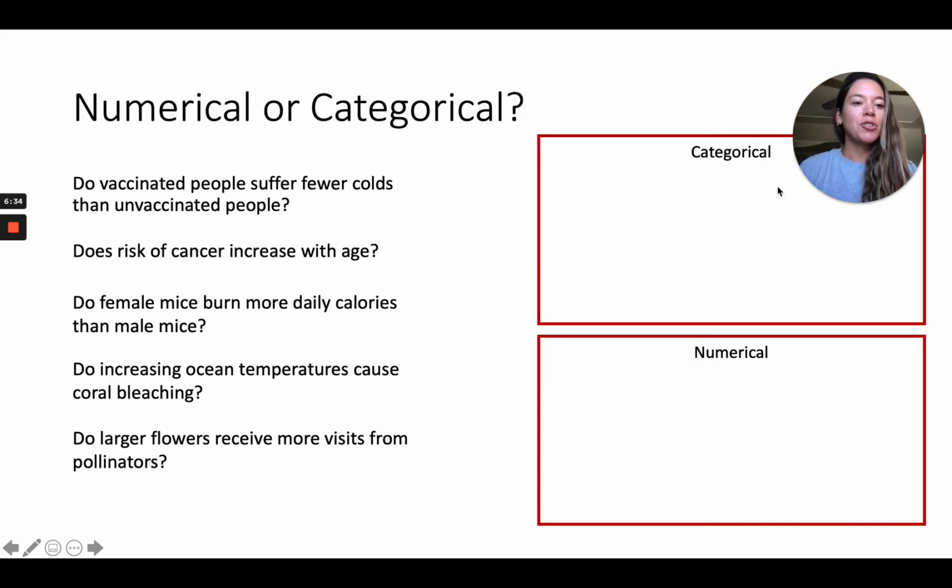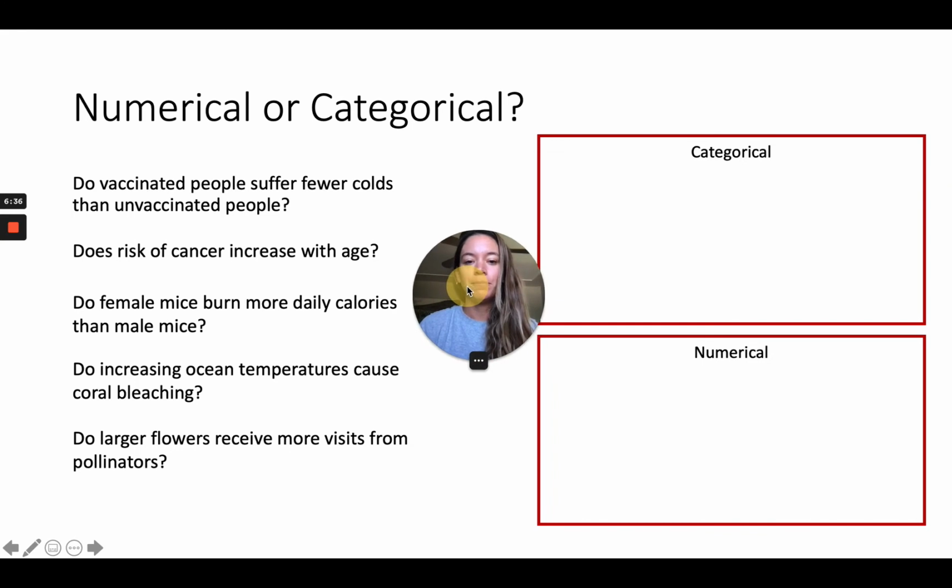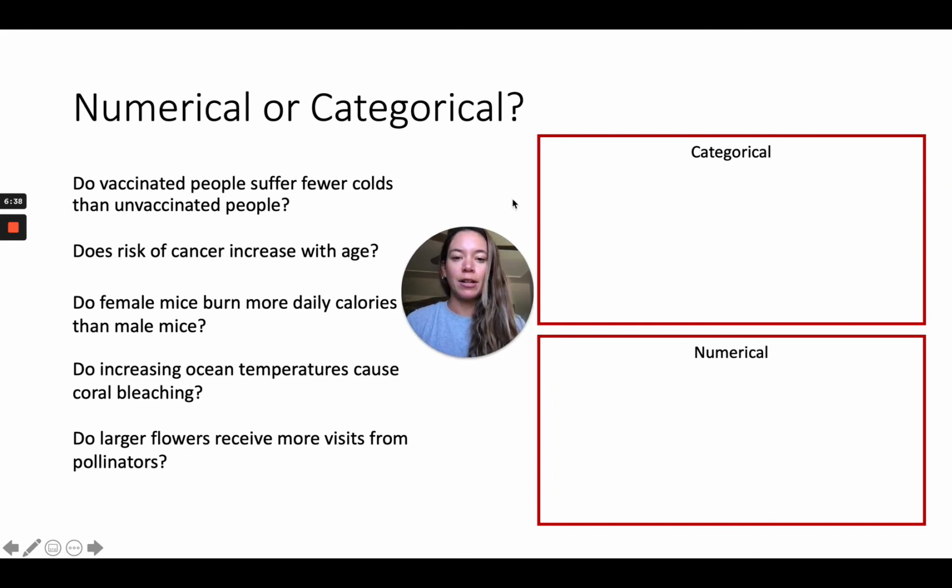All right, now's your chance to get some practice. I've got some questions here, and so what I suggest you do is push the pause button and see if you can categorize these 5 scientific questions as having independent variables that are either categorical or numerical. Go ahead and do that now. Okay, hopefully you had an opportunity to do that. Let's work through these questions together.